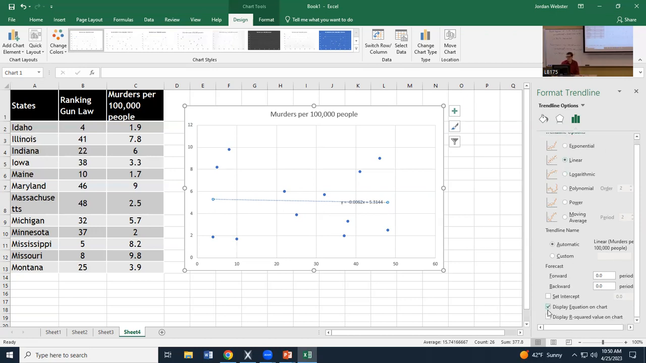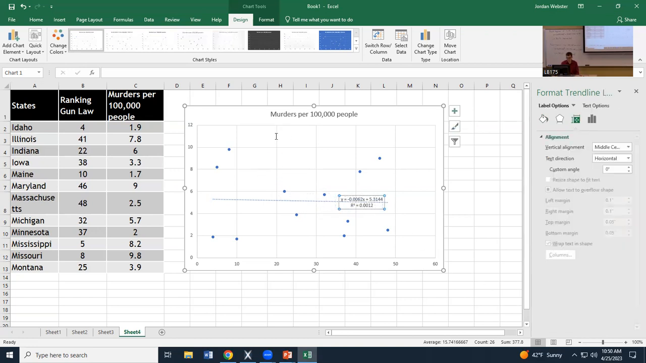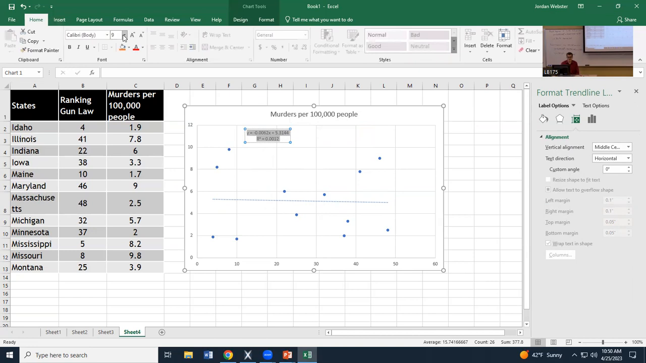If I asked to give me a linear equation with the r squared, I want you to notice that it gives me this equation, negative 0.0062x plus 5.3144, and the r squared is 0.0012. Notice that r squared is really close to 0, isn't it?